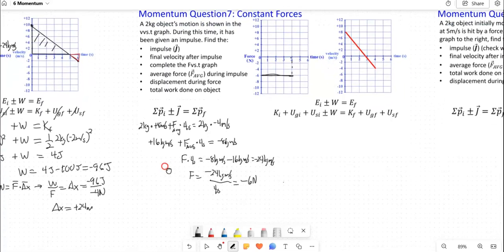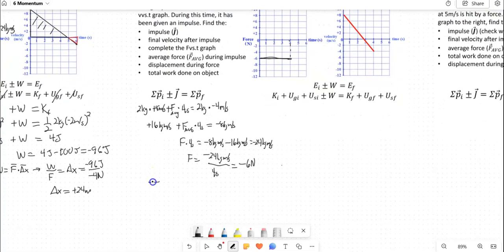And so coming back to this to find the impulse, impulse is the average force times time. So that is going to be just negative 6 newtons times 4 seconds, which is going to be negative 24 newton seconds. So that's the impulse. So we found the average force. We found the impulse.